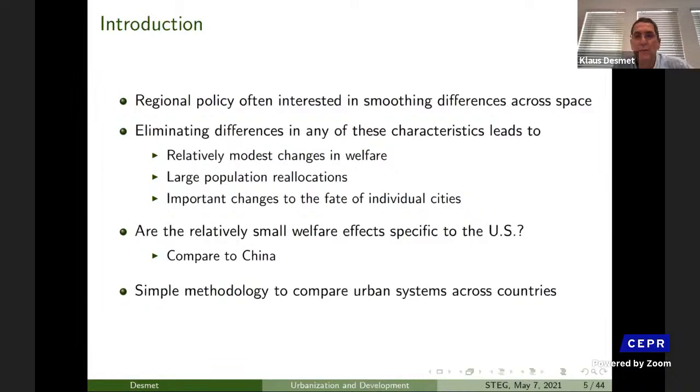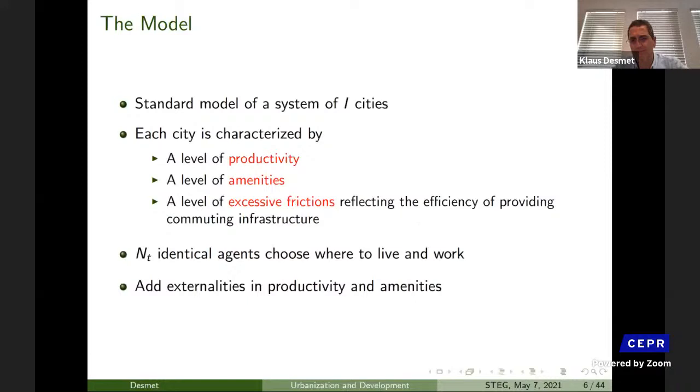Okay, so the model. We have a system of I cities. Each city will be characterized by a level of productivity, by a level of amenities, and then a level of what we call excessive frictions, which reflect the efficiency of providing urban infrastructure that deals with congestion. I'll have to be a little bit more specific about that third point in a second. Okay, and then we'll have N agents or individuals or households, and they can choose where they live and work. And so the urban equilibrium will be one where utility equalizes across space.